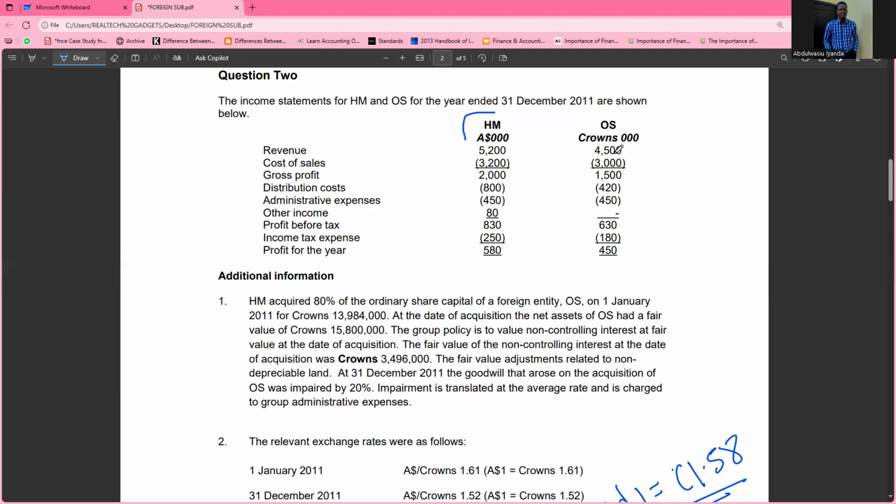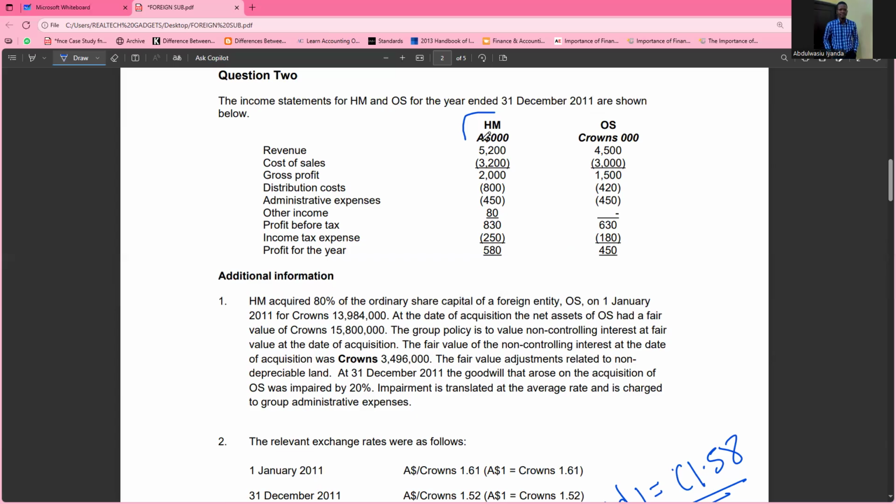The subsidiary is reporting 4.5. By the time you convert it to the parent, it will be lower. It's not going to be 4.5 again. You can be having 3,000, you can be having 4,000. So when the parent currency is more valuable than the subsidiary, by the time you change this 4,500 back to the parent, it will be lower.